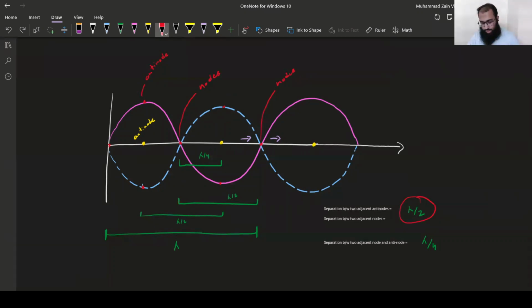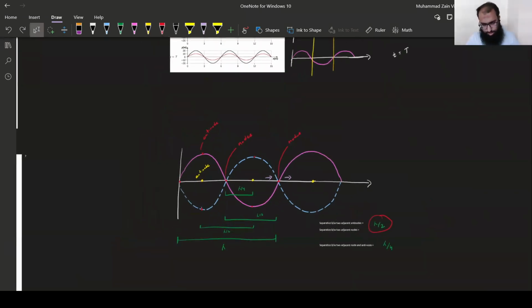The other distance is the separation between an adjacent node and antinode, like an antinode and the next node, or a node and the next antinode that comes after it. What would be the distance between these? That's a quarter wavelength. So this is all some brief.